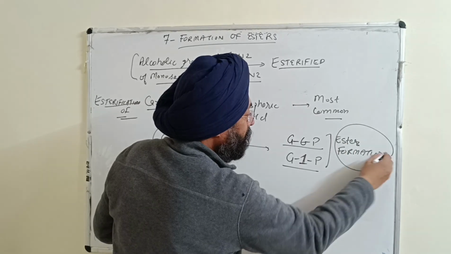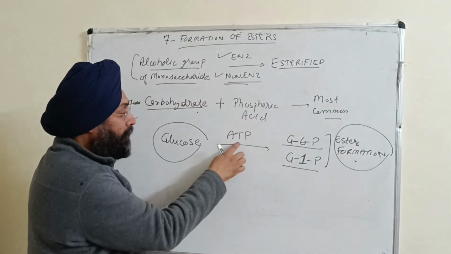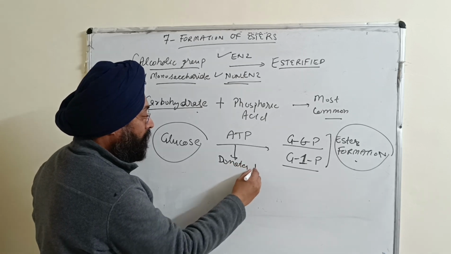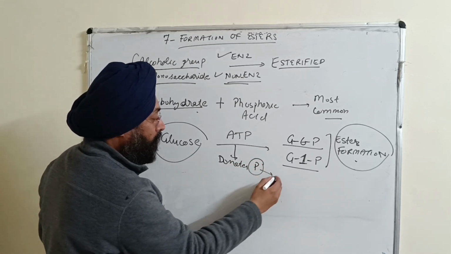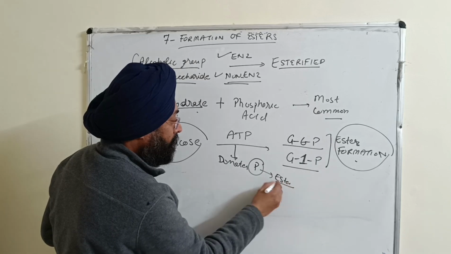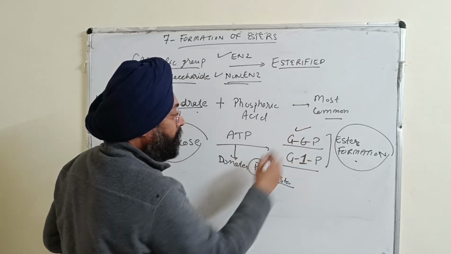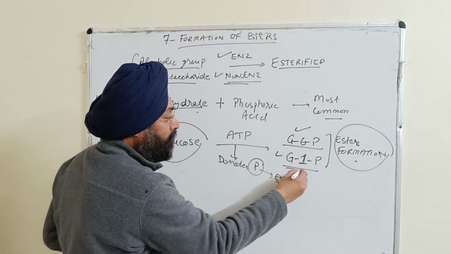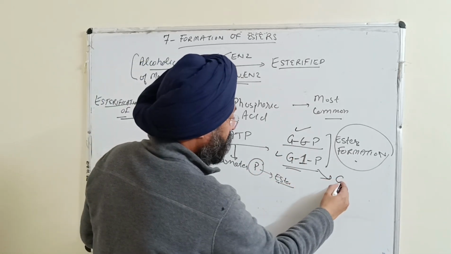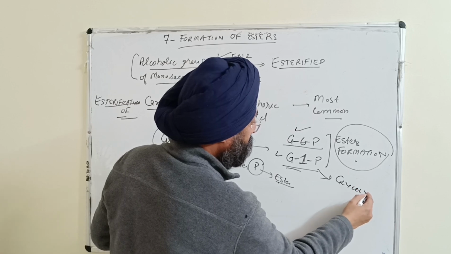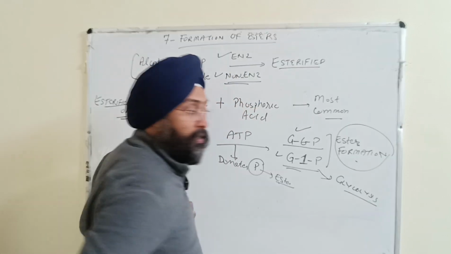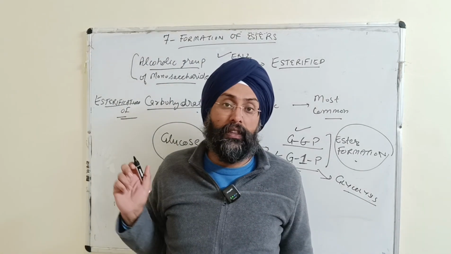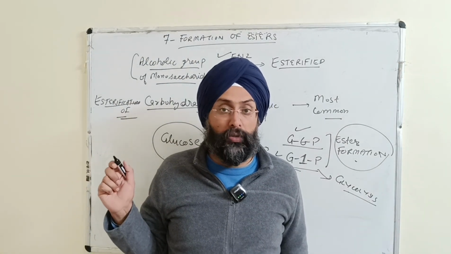This is very good example of ester formation because ATP donates the phosphate moiety to form ester. We'll get glucose 6 phosphate when glucose is phosphorylated, and glucose 6 phosphate to glucose 1 phosphate. These reactions are involved in glycolysis and some other metabolic pathways of carbohydrates. So this is our complete lecture on reaction of monosaccharides.